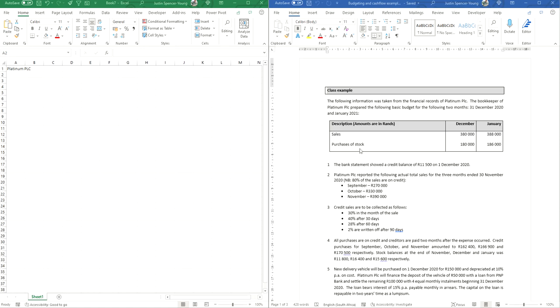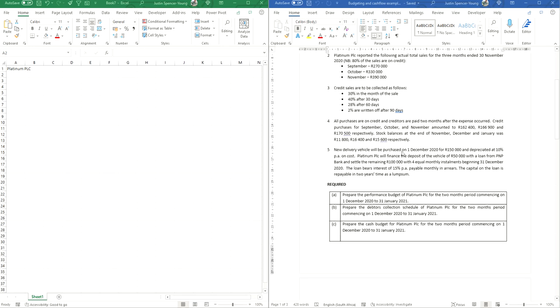One of the things I like to do before I even read through the data is scroll down here and look at the questions. Prepare a performance budget for Platinum PLC for the 2-month period commencing 1 December to 31st of January. Okay, so some sort of budget. I would expect some income and expenditure, and that might look like an income statement.